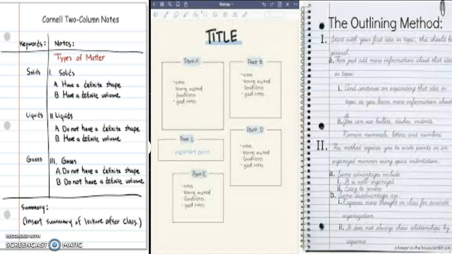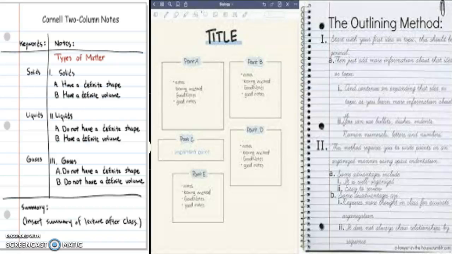So these three pictures show three different ways of note taking. There are many different ways to note take. There's not one single way to do it, but these three are just examples of what most people do when they do note taking. So on the left here is Cornell notes, and these are used a lot for people who are just starting out with note taking, so it could be great for you guys.